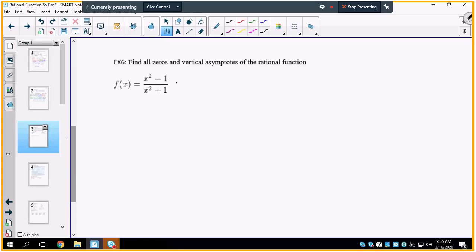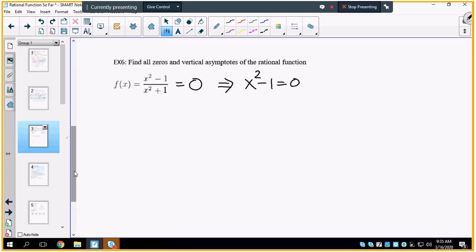How do I solve it for zeros or solution? I set the rational expression equal to 0. Remember, there is only one thing I need to recall, that the top is equal to 0. Forget about the bottom for the time being. Set the top equal to 0.